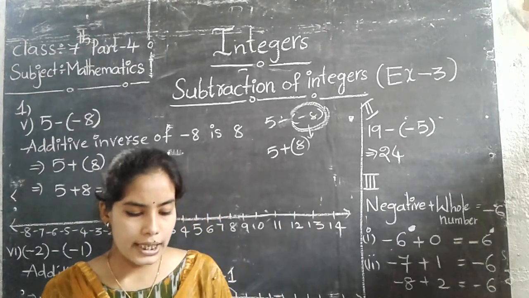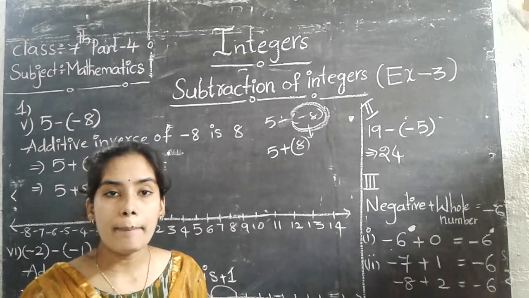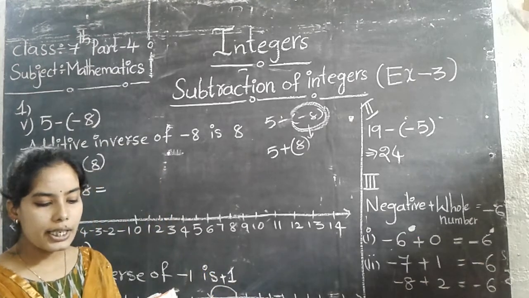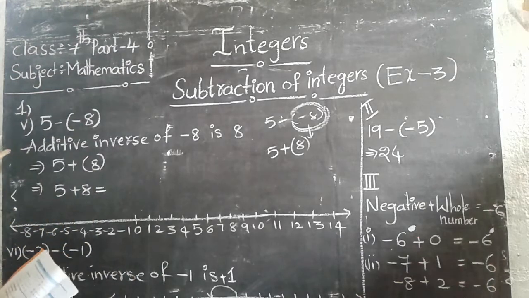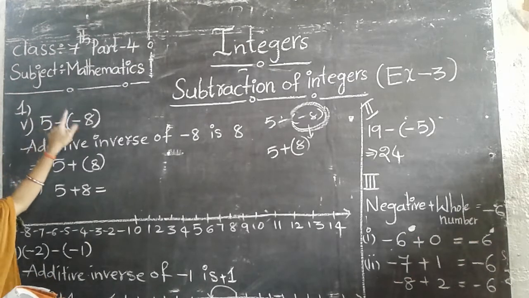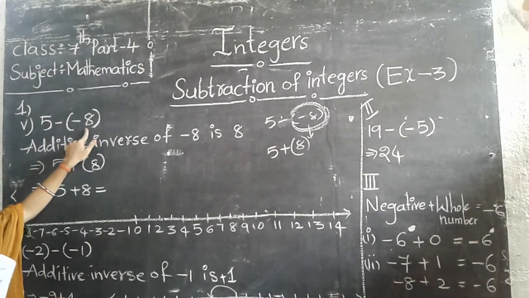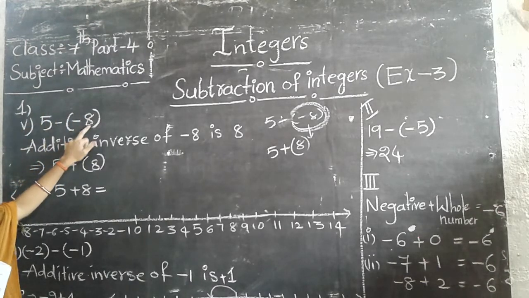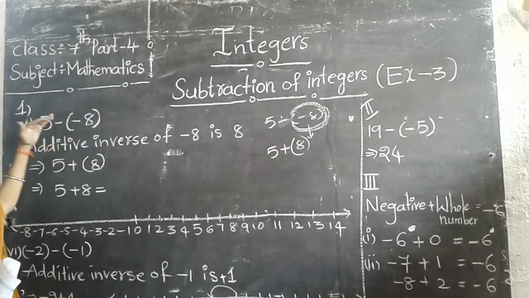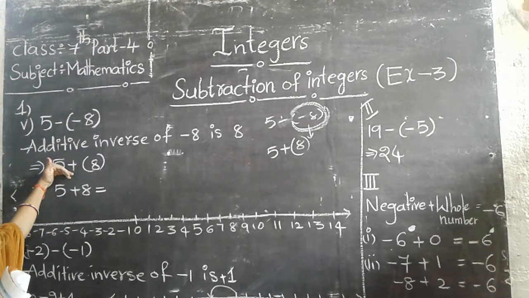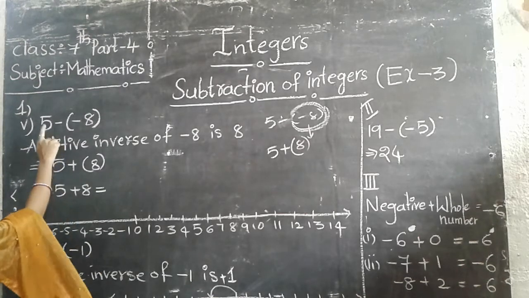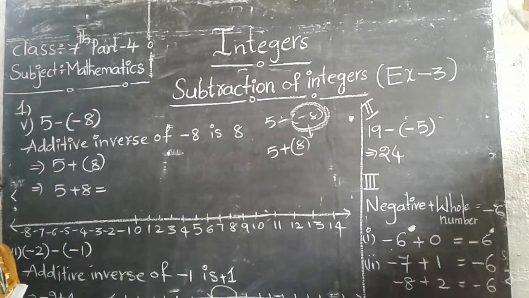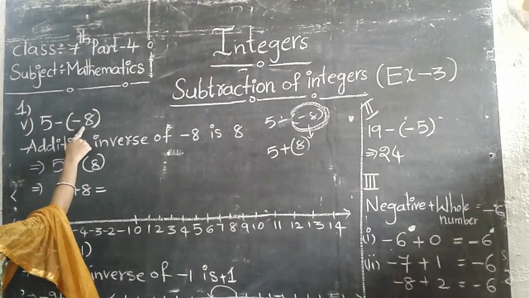First one, represent the following subtractions on the number line. In that first bit, fifth one: 5 minus of minus 8. So this problem, first we have to change it into an addition operation. How do we change? Then we have to find the additive inverse of the second digit. What is the second digit here? That is -8.